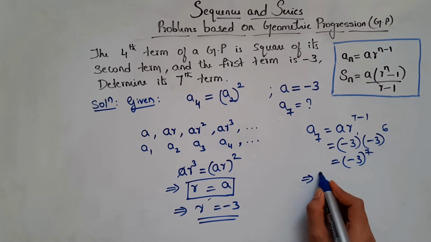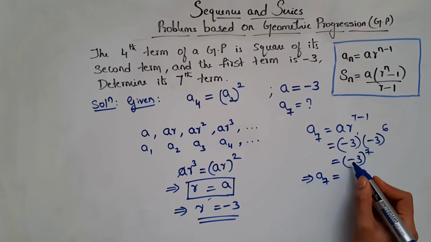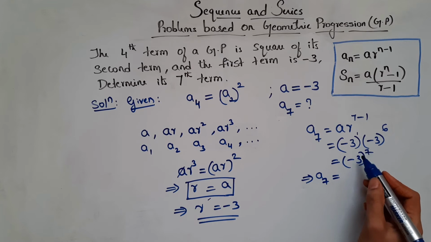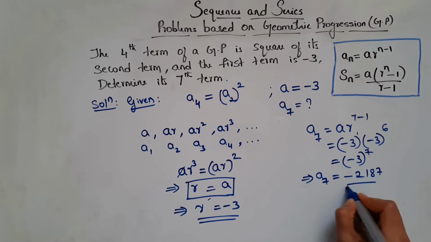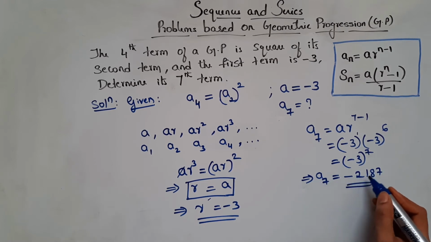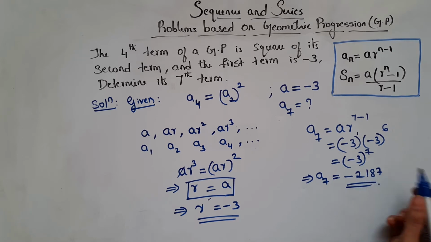Which implies A of 7 is equal to, what is minus 3 power 7? So minus 3 seven times. So that will give you minus 2187. So your A7, that is the seventh term, is equal to minus 2187. I hope this is clear. So let's move on to next problem, but before that pause the video and note this down.